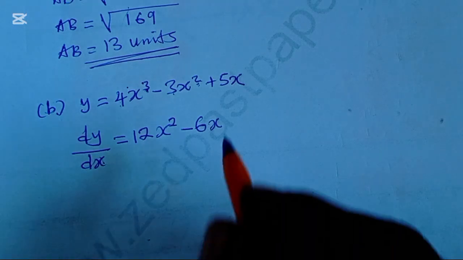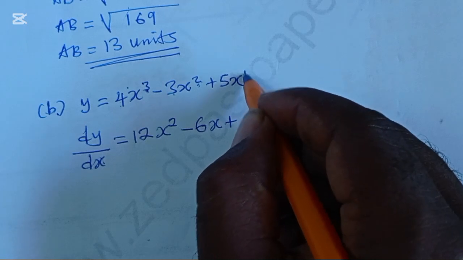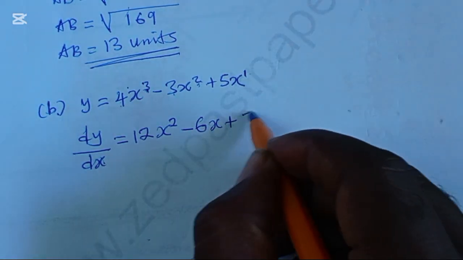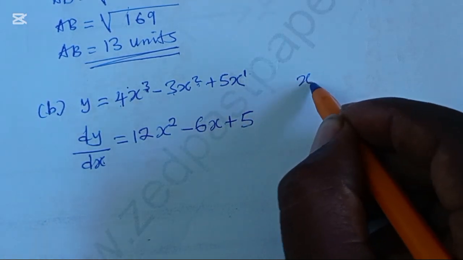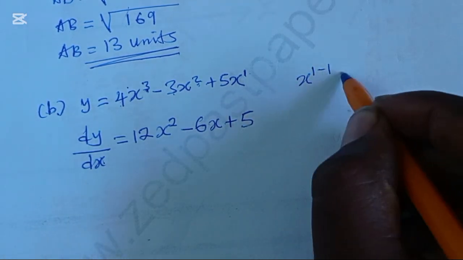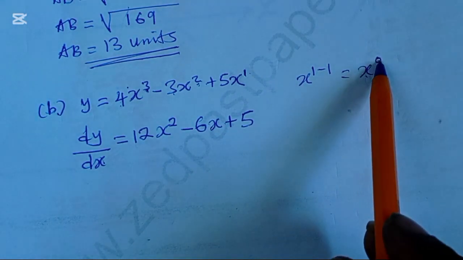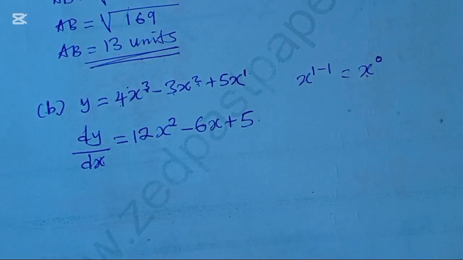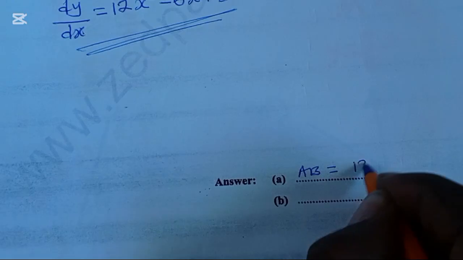Then now you do the same here, plus. So this is power 1. So this simply means it is power 1. So 1 times 5, it is 5. So x, 1 minus 1, it is 0. So any number or letter to the power 0, it is 1. So there is no need for you to write x to the power 0 there. So this is the answer.